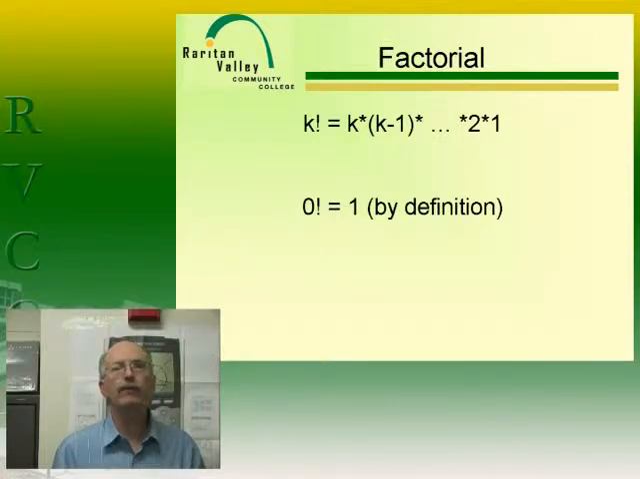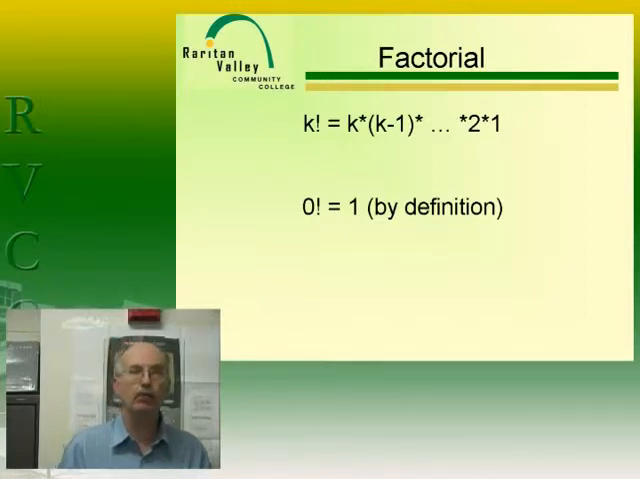First, let's just take a look at factorial. The definition of factorial is k factorial equals k times k minus 1 times k minus 2, on down until you get times 3 times 2 times 1. And there's a special definition: 0 factorial is 1 by definition.